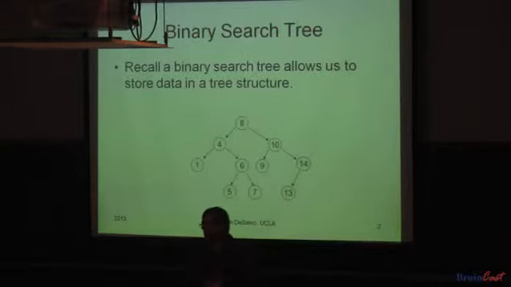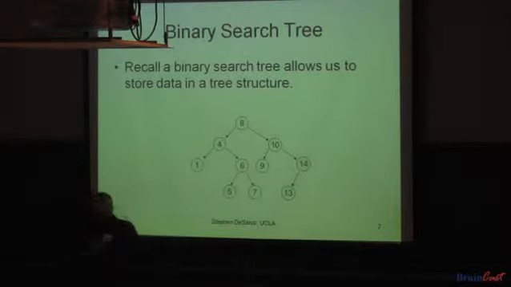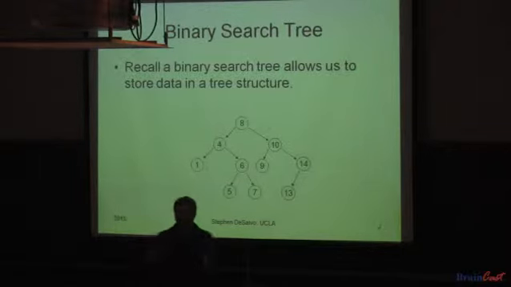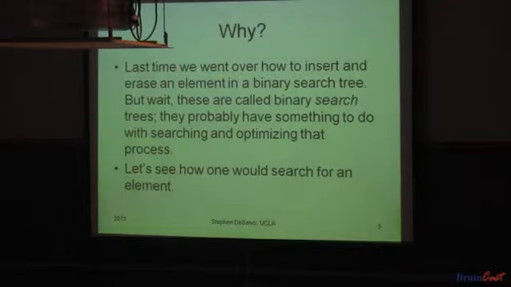It's attempting to say, all right, if you're always going to want this collection of objects to be in a sorted fashion, if you're always going to want to search a lot for these objects, we should probably store them inherently in a sorted fashion. And that's what we have with a binary search tree. So the added structure gives us very fast searching. Last time we went over how to insert and erase an element in a binary search tree.